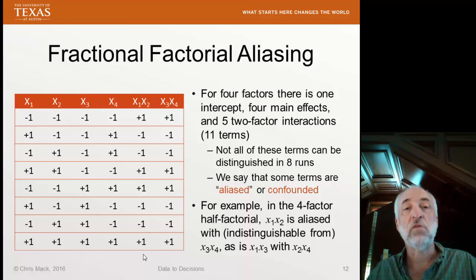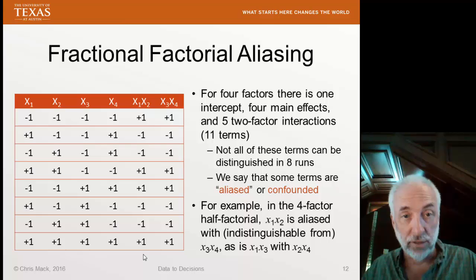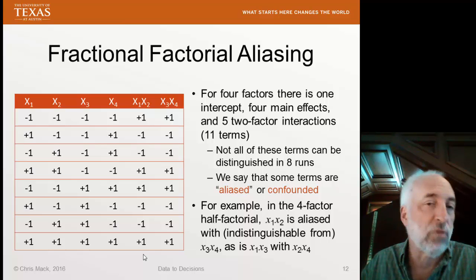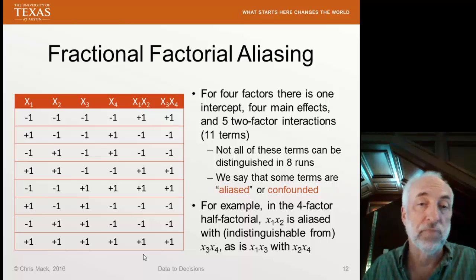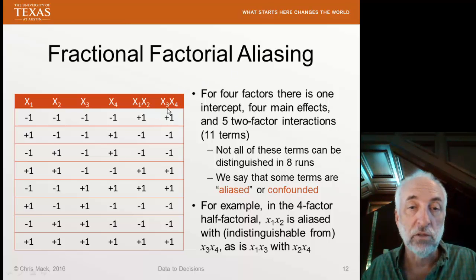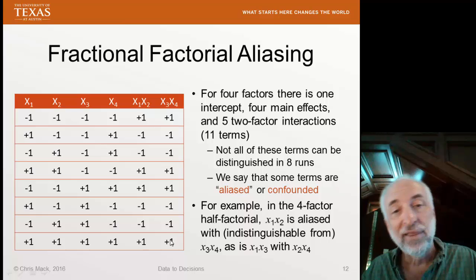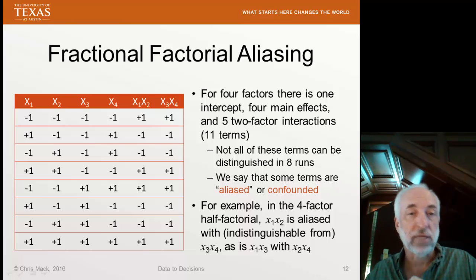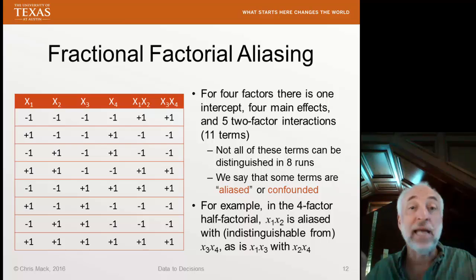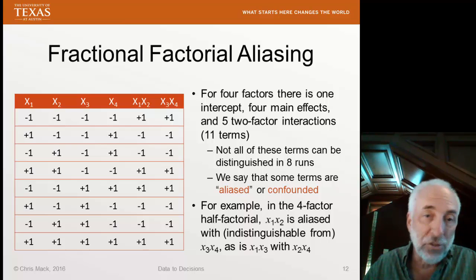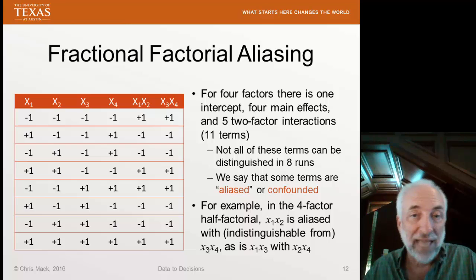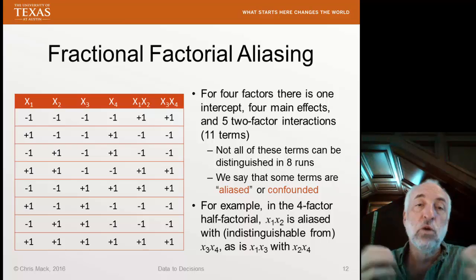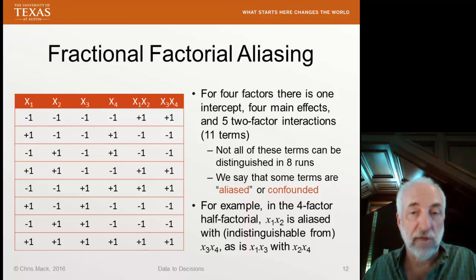Now, do the same thing for the x3 times x4 interaction. If I wanted to include x3 times x4 as an interaction in the model, I calculate those, and look what I find. They are exactly the same values as x1 times x2. With this fractional factorial design, I cannot distinguish between the x1, x2 interaction term and the x3, x4 interaction term. They look identical. And what I measure will be a combination of both of those interactions.